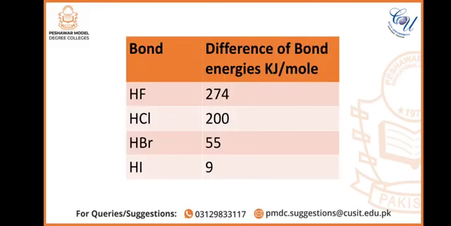Here is the comparison of different hydrogen halides. We know that fluorine is the most electronegative atom. So HF is most polar due to greater difference in electronegativity. So the difference between calculated value and experimental value is greatest for HF, that is 274 kilojoule per mole. As we move downward, the electronegativity difference goes on decreasing and polarity of the bond also decreases. So the difference of bond energy also goes on decreasing and is lowest for hydrogen iodide, that is 9 kilojoule per mole.